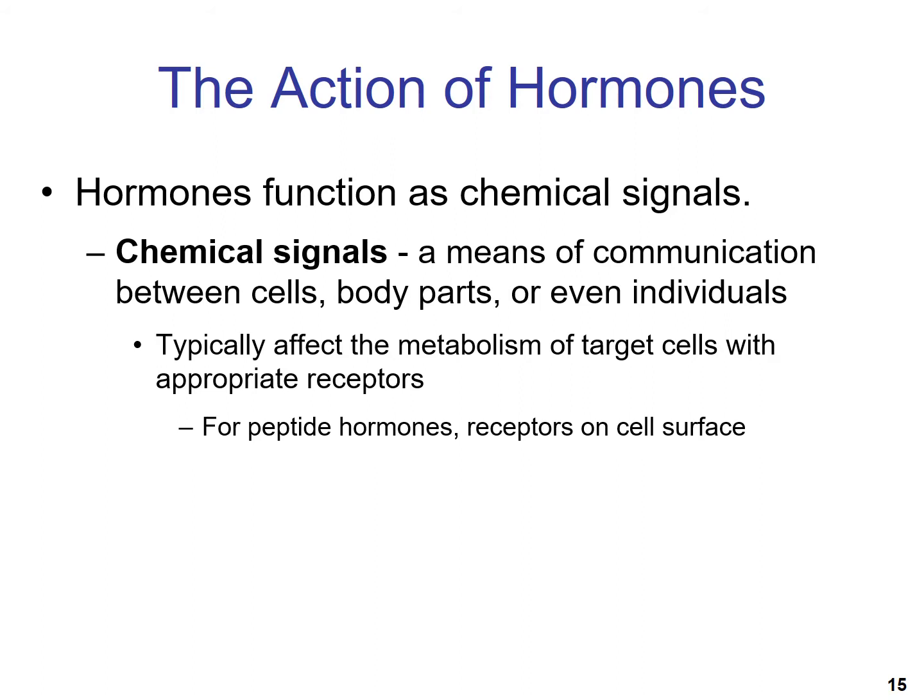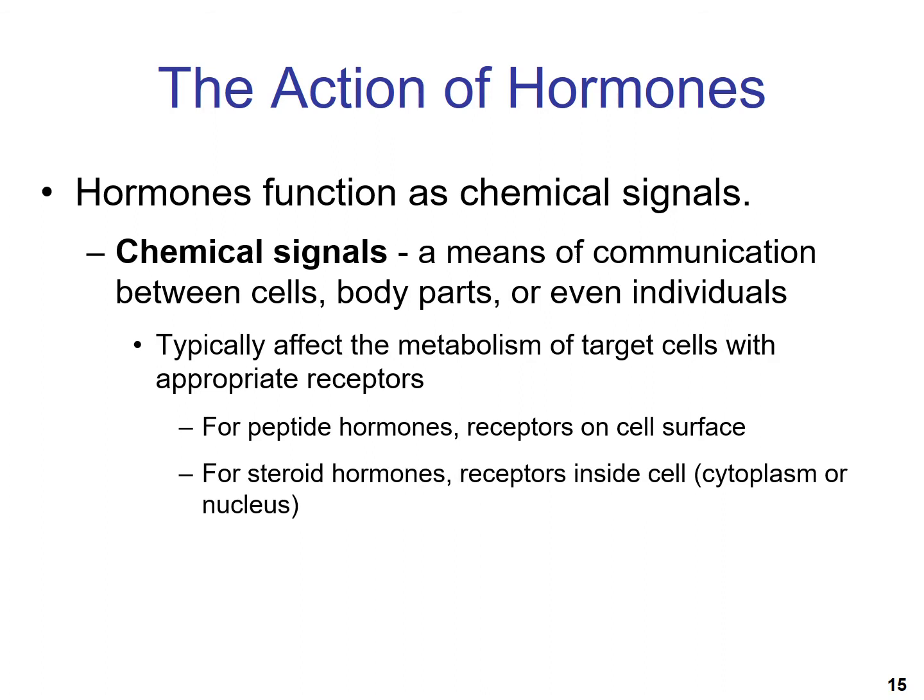So when it comes to peptide hormones that we saw in the previous slide, the receptors are on the cell surface because those hormones cannot make their way through the cell membrane. For steroid hormones, the receptors are actually inside the cell, sometimes inside the cytoplasm, and sometimes inside the nucleus. The reason why these receptors are inside the cell is because those steroid hormones have the ability to slip through both the cell membrane and, if needed, the nuclear membrane.